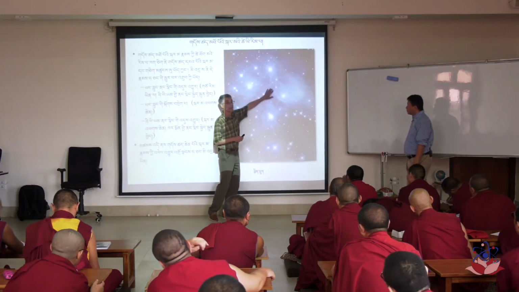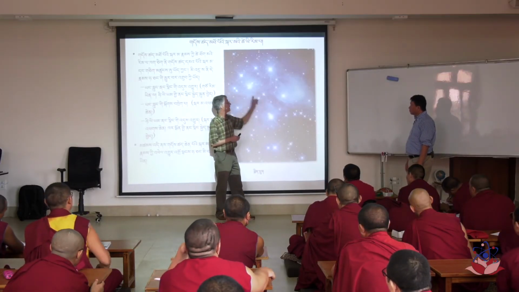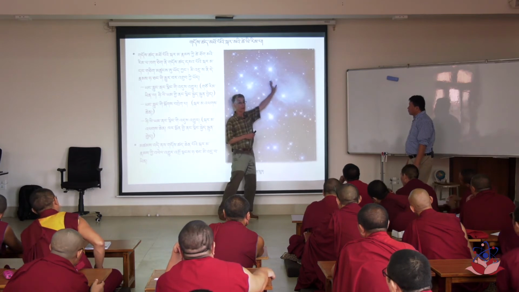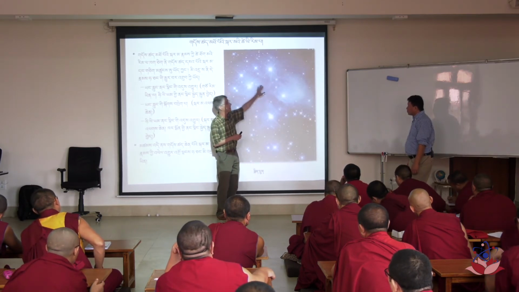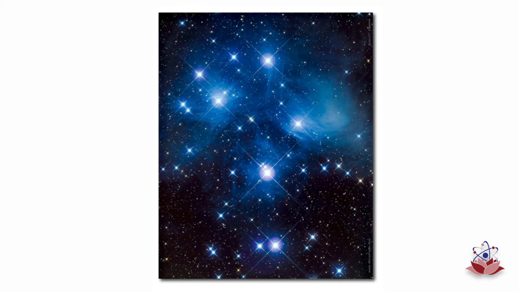So this is the Pleiades. Most of the stars in this star cluster are many times the mass of the sun, up to 10 or 20 times.